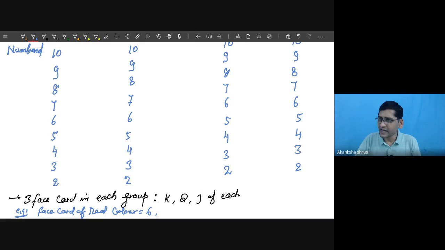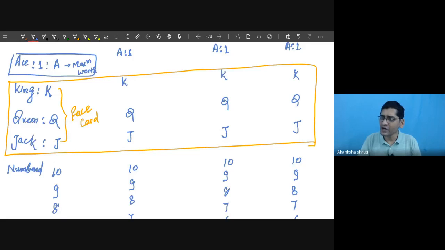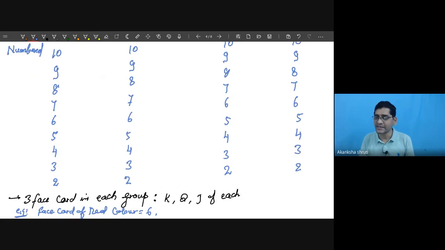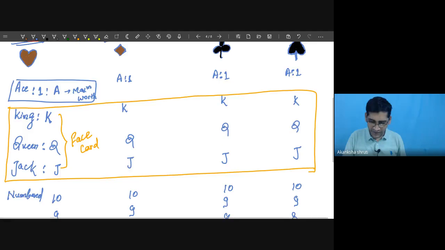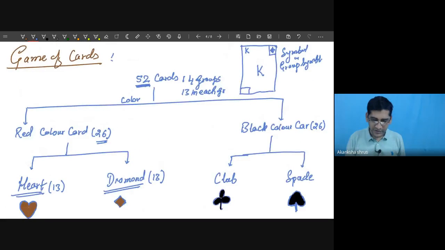Then if it is asked total queens, so total queens in this set is how much? 4. So depending on the condition, we have to search the numbers and the cards from this. So keep in mind, total 12 face cards. Out of this, 3 face cards for a spade, 3 diamond, 3 club. That way we have to understand. In terms of if the color is asked, then these 6 red face cards and 6 black face cards. So only this much is enough for you people to anticipate any kind of game-based question.